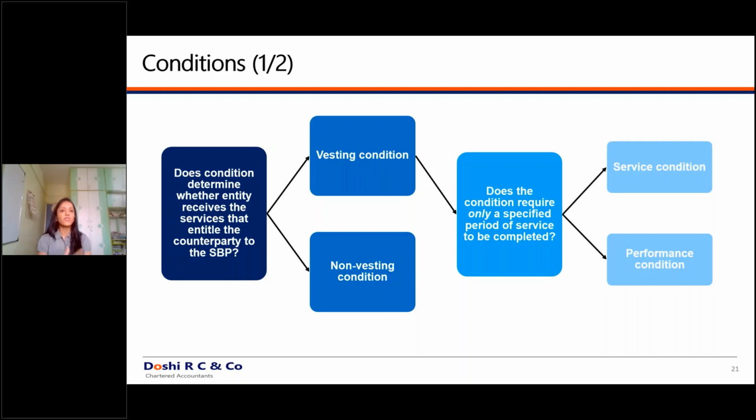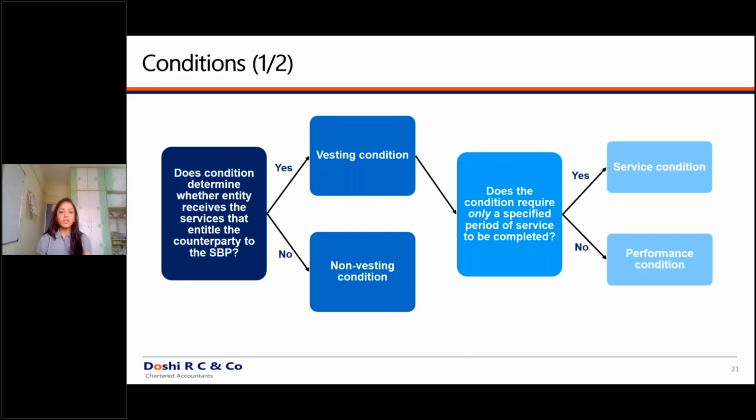So a vesting condition, for example, can be that if the employee stays in the organization for a period of 3 years, only then this option will be available to the employee. Only then the employee will have an option to subscribe to the shares of the company. So this is a vesting condition. It is as good as conditional in nature. If you leave the organization before 3 years, the share-based payment or the employee stock option will not be available to that particular employee. Then what is a non-vesting condition? We'll discuss in the next slide.